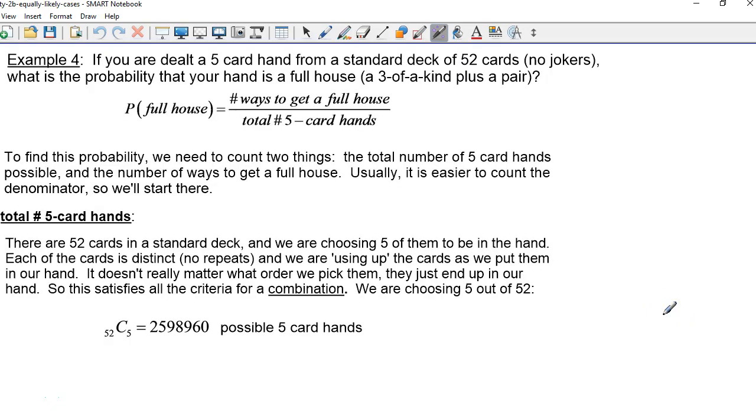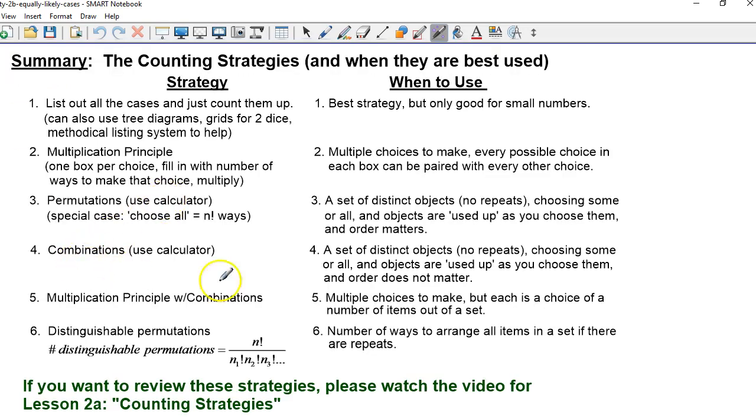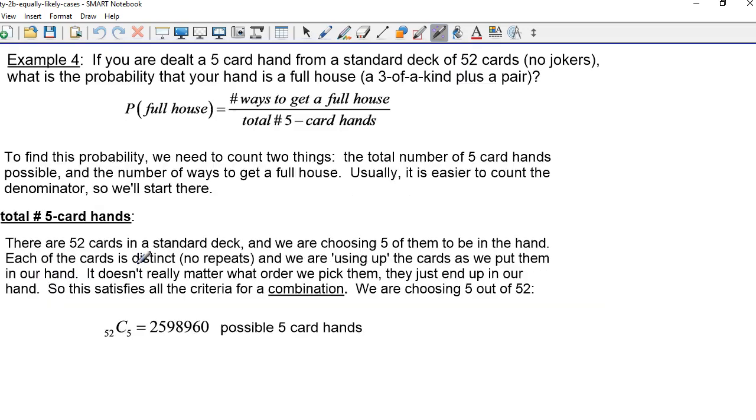If I'm looking at the denominator, the total number of 5-card hands, there are 52 cards in a standard deck. We're choosing 5 of them to be in the hand. Each of the cards is distinct. There are no repeats, and we're using up the cards as we put them in our hand. It doesn't really matter what order we pick them, they just end up in the hand. That satisfies all the criteria for a combination. If I go back and look at that, we have a set of distinct objects without repeats, choosing some or all. We're choosing some, 5 out of 52. The objects are being used up, and the order does not matter. So that makes this a combination, and I'm going to use strategy number 4.